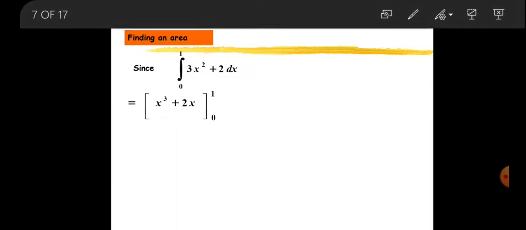We can integrate here 3x squared. Its integration is x to the power 3, because x power 2, you have to add 1 to the power, so you have x power 3 over 3, cancel 3 with 3, so we have x power 3. Plus 2 is a constant, its integration is 2x. Now the integration over the interval 0 to 1, so you have to substitute firstly x equals 1, and after that x equals 0. You can substitute here x equals 1 minus x equals 0, so the final answer equals 3. So the area under the curve equals 3 units.